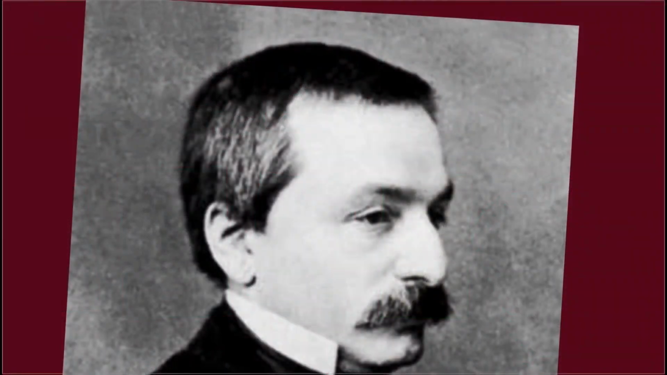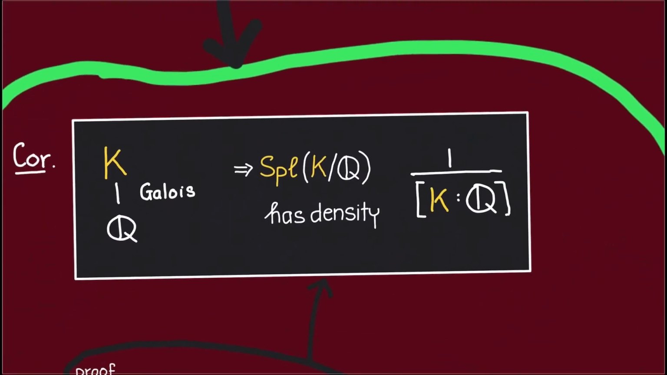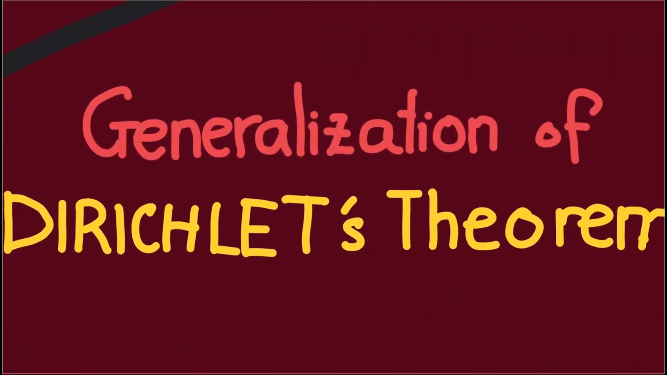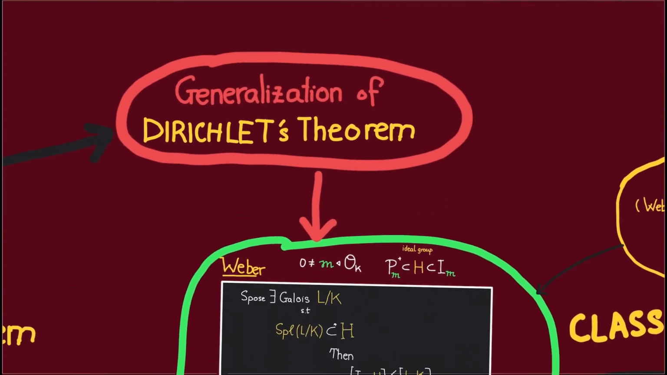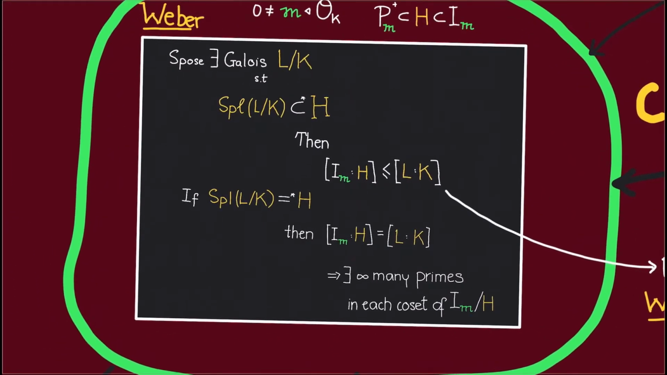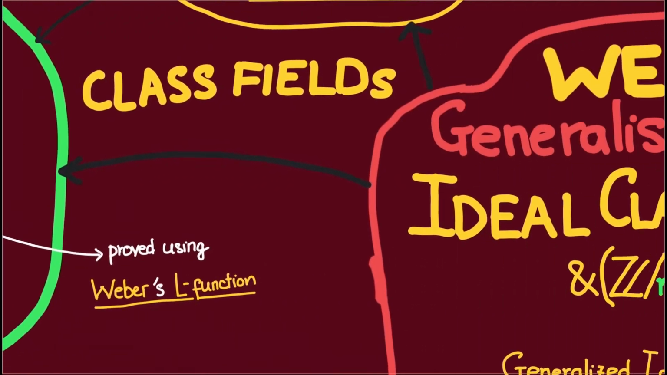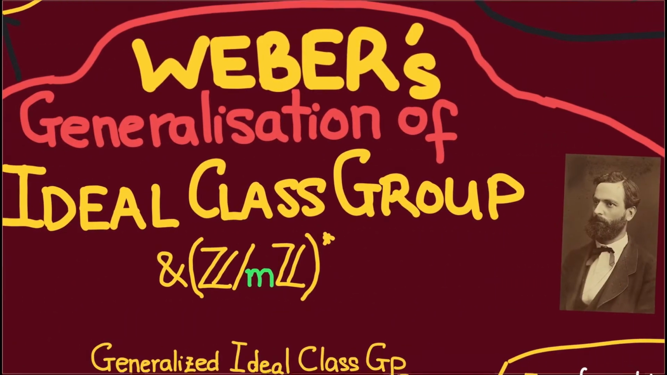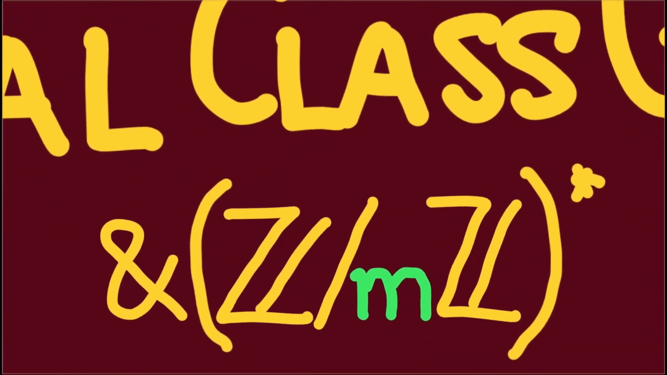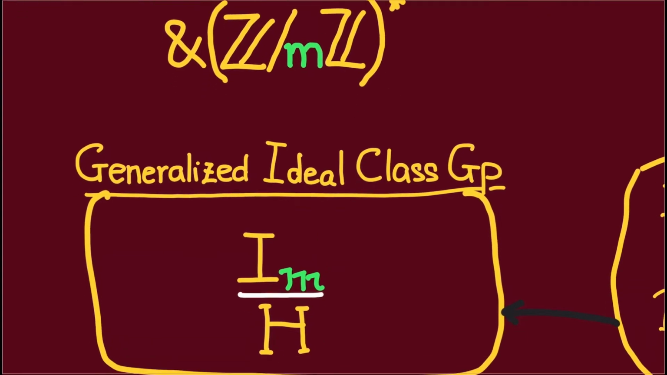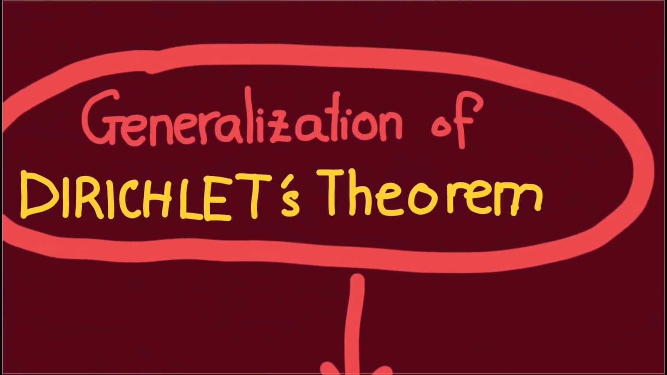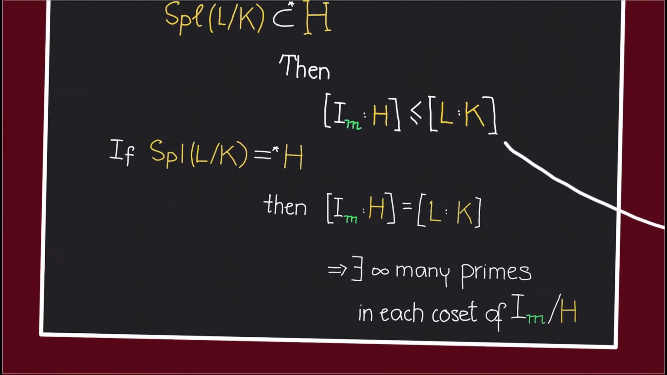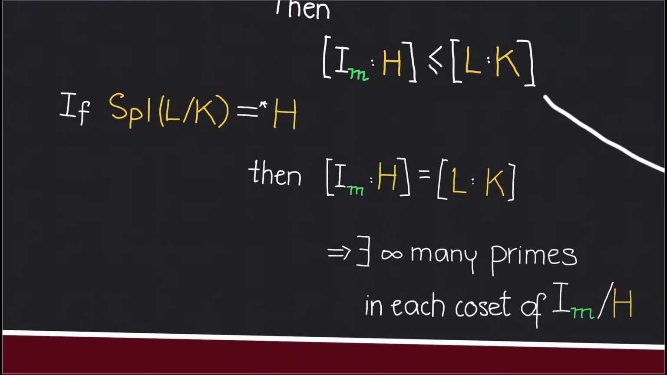In the previous episode, we saw Kronecker's generalization of Dirichlet's theorem on primes in arithmetic progression. In this episode, we're gonna look at an even more general formulation of this by Weber. For this formulation, Weber generalized the concept of ideal class group as well as that of the group (Z/MZ)*. He defined the generalized ideal class group, and in this terminology, Dirichlet's theorem just becomes a statement about the size of the ideal class group.